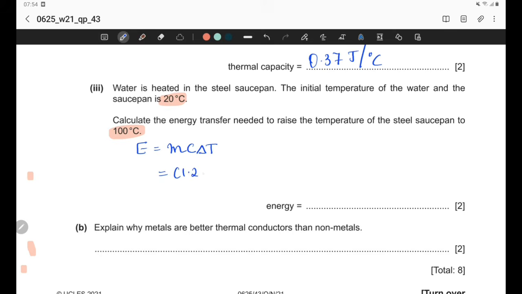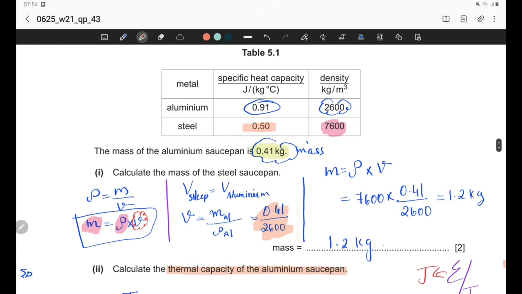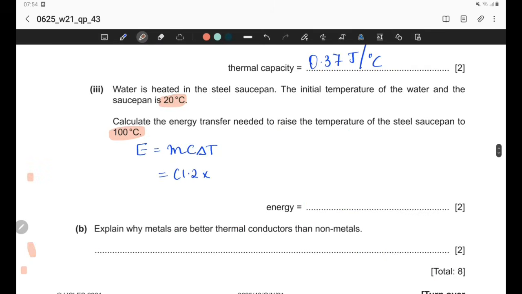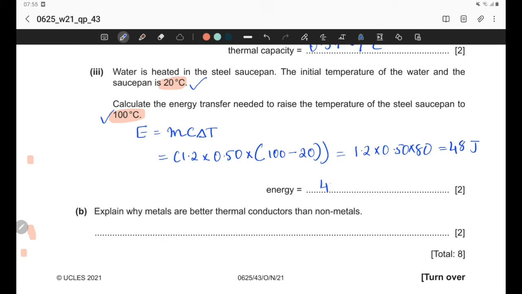So the mass of the steel is 1.2, times the specific heat capacity of the steel, already given in the table, that is 0.50, times the change in temperature. The temperature increases from 20 to 100 degrees, so the change is 100 minus 20. So we get 1.2 times 0.50 times 80, and the answer in 2 SF is 48 joules. So we can write 48 joules.